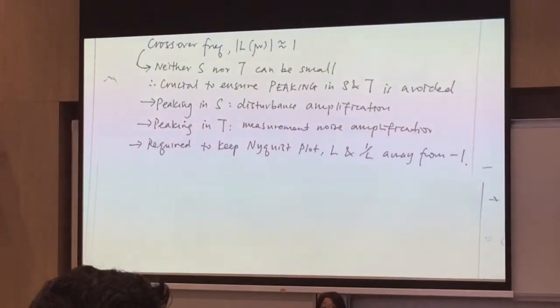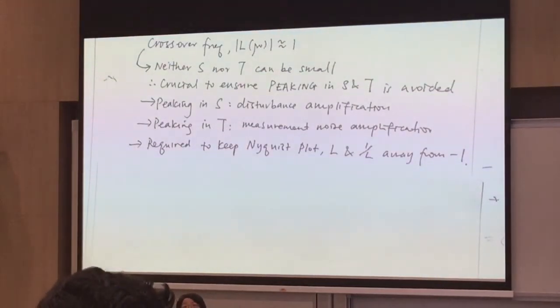So, why do you want to avoid peaking in S? Because when S peaks, you amplify the disturbance. Why do you want to avoid peaking in T? When T peaks, you amplify the measurement noise. So what you want to do is keep L and 1 over L away from minus 1, so you have big SM and big RM, and thereby your S and T are small.